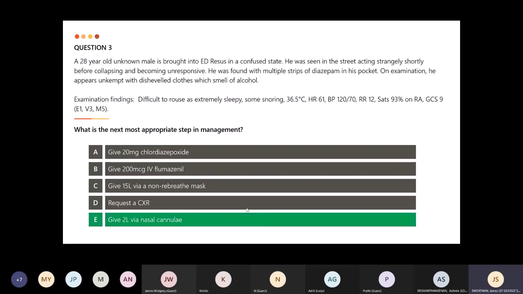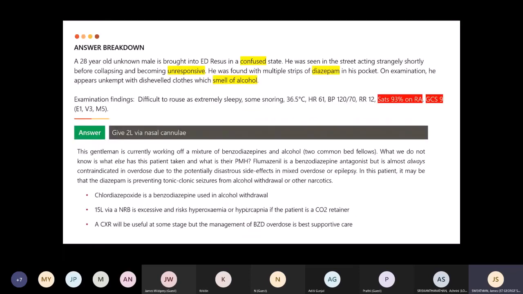So the answer from my perspective is E, which is give 2 litres. But I will go through why I think that's the right answer, because I completely agree that C is a fairly reasonable thing to do as well. And this is more based on my clinical experience than anything else. But I will take you through why I don't think it's 15 litres.